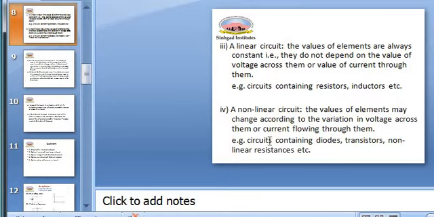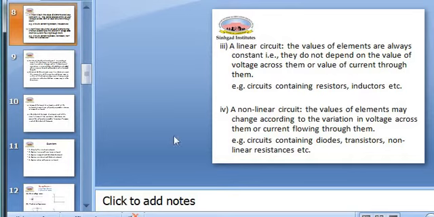Okay. What will be a non-linear circuit? The values of the element may change according to the variation in voltage across them or current flowing through them. What is an example? Again, diode, transistor, non-linear resistances are examples. When current through the diode or voltage across the diode changes, the value of the diode changes. When voltage is reversed, the diode is open circuited. When voltage is in forward bias, the diode is closed circuited. So a circuit containing such non-linear devices is called a non-linear circuit.